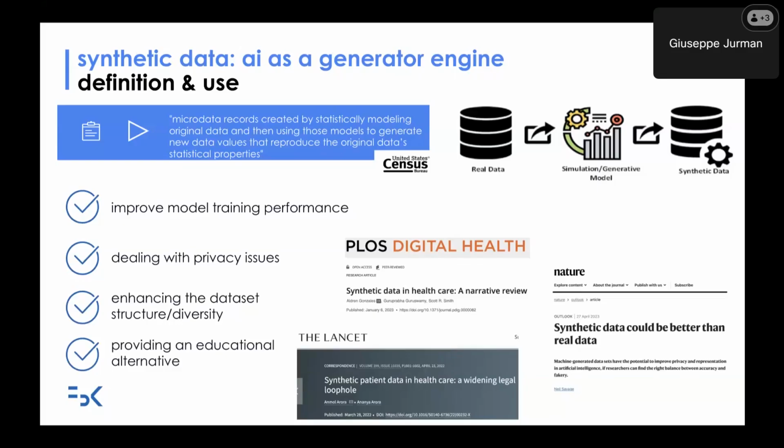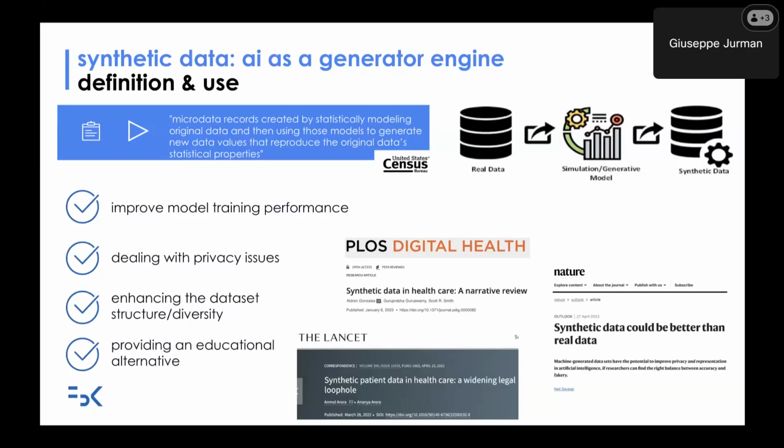So the idea is that we can construct a new set of synthetic data using generating models, and at the same time having four main benefits for our model: improving the performance of the model training, dealing with privacy issues, because clearly, as I was mentioning before, these synthetic data are very realistic, but they are not real. They do not belong to any real patient.